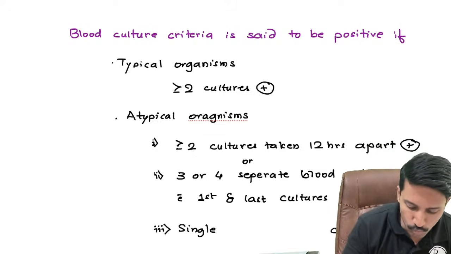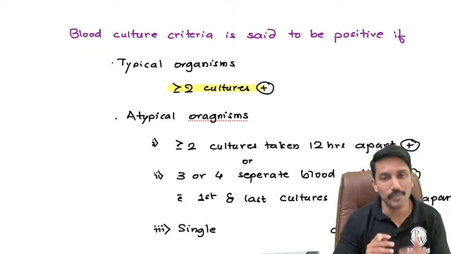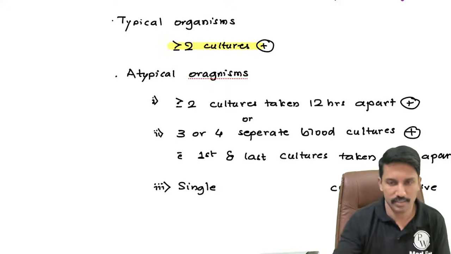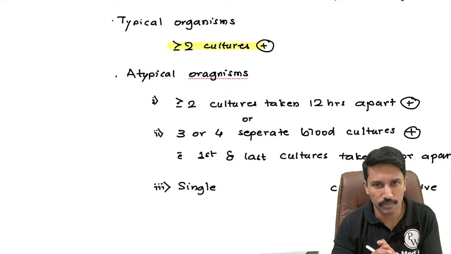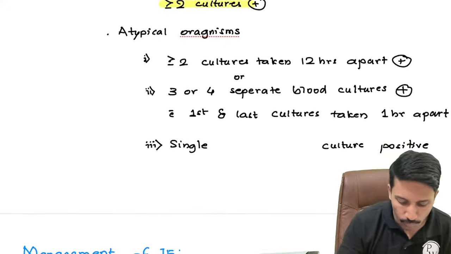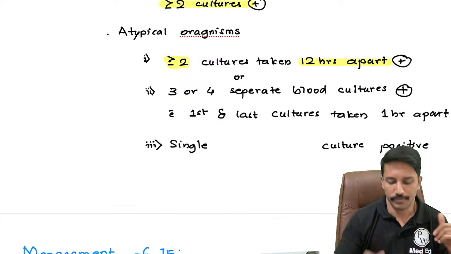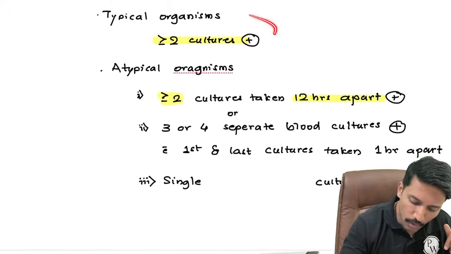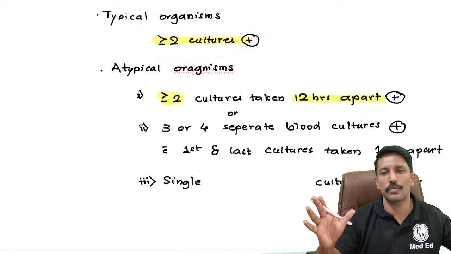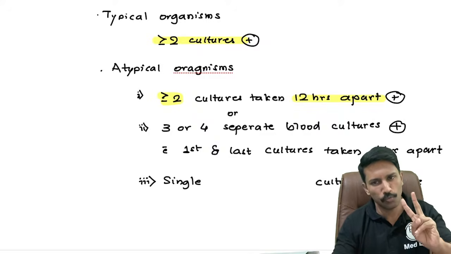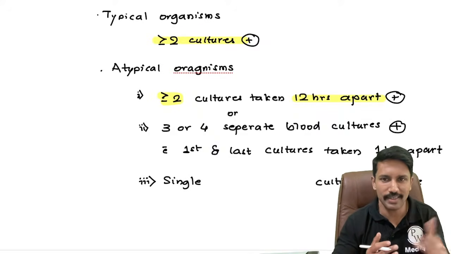Then at least two or more cultures should be positive. But if you are isolating atypical organisms, the HACEK group of organisms, in that case, two or more blood cultures taken 12 hours apart should be positive. So for typical organisms, we have not defined whether they should be taken 12 hours apart. Two cultures positive, done. Only one, no. Two positive, blood culture criteria is satisfied.